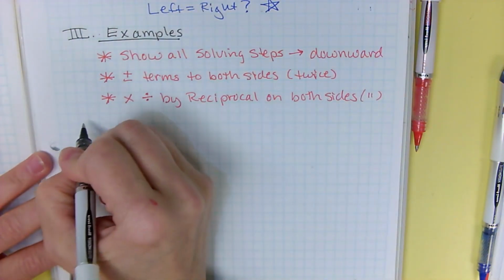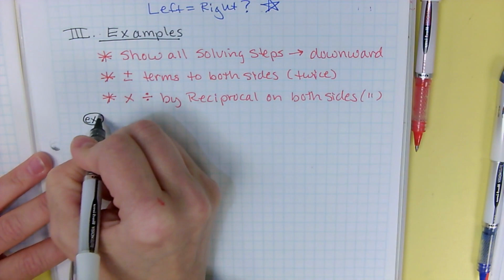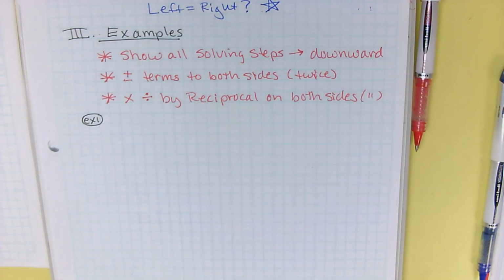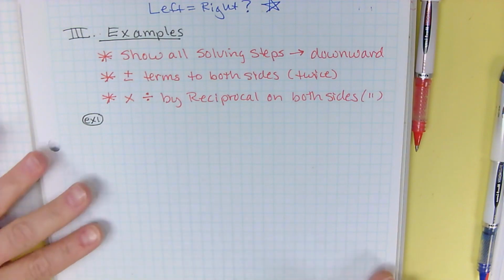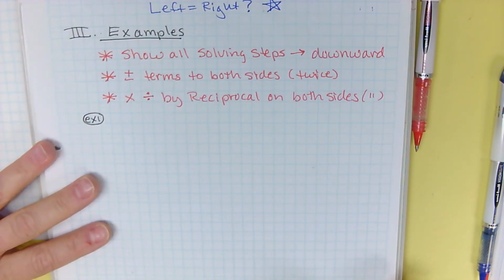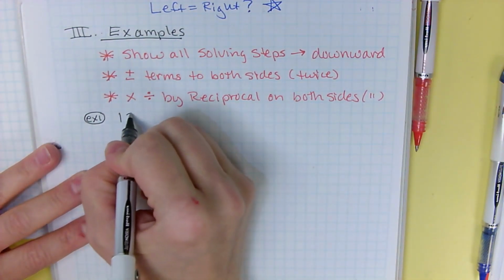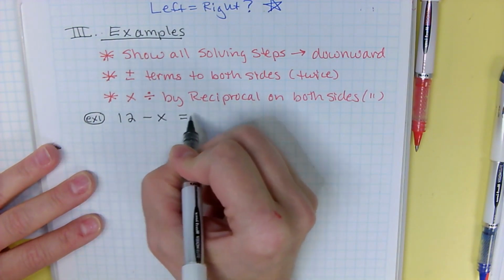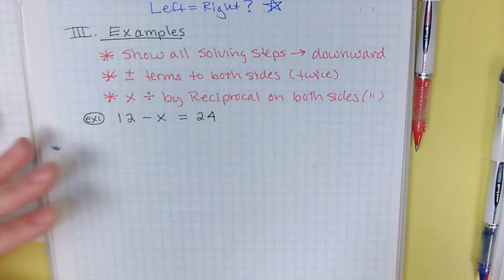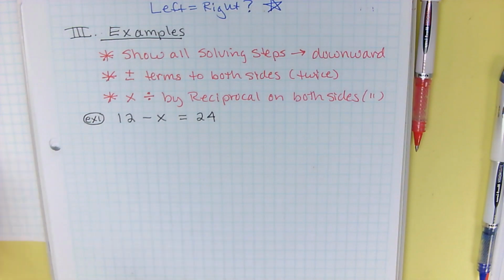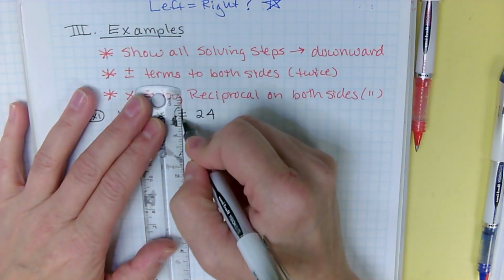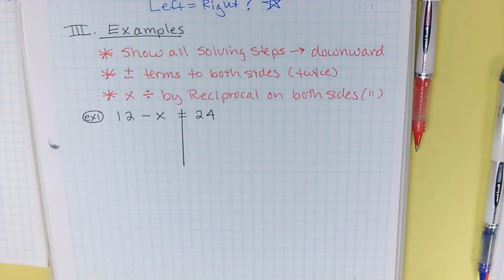All right, let's do an example. And again, I know these are easy. You do not need to tell me they're easy. I'm aware that they are because we're trying to learn how to show our work in a way that we can build on it. So 12 minus x equals 24. Now, one of the tricks that I use is to put a line down the equal sign because that reminds you to show everything on both sides of the line.